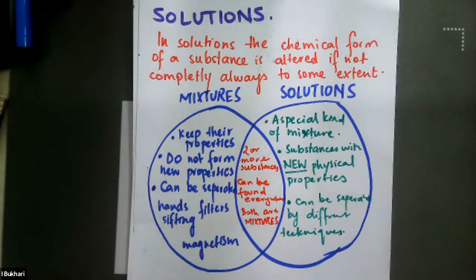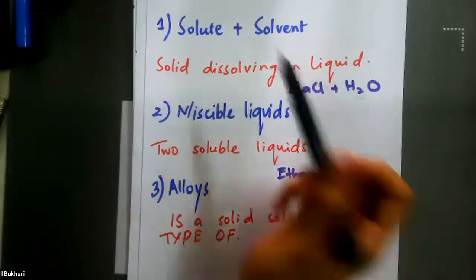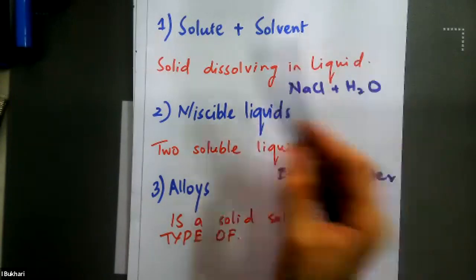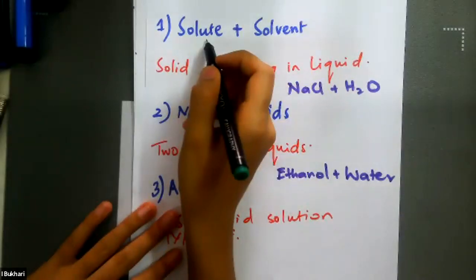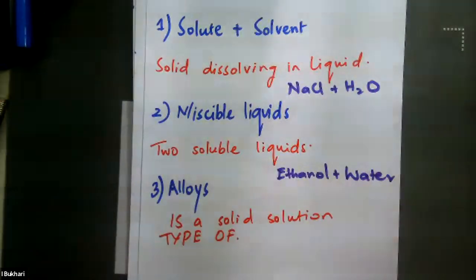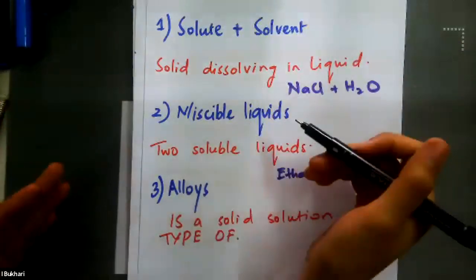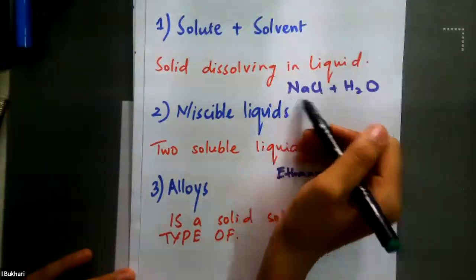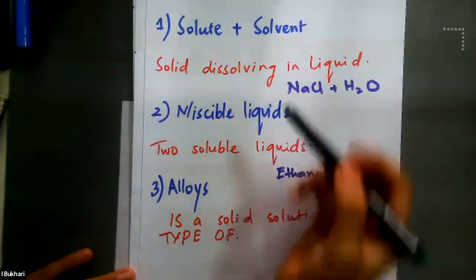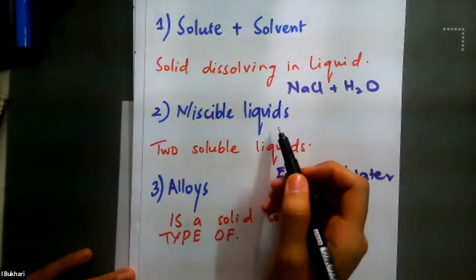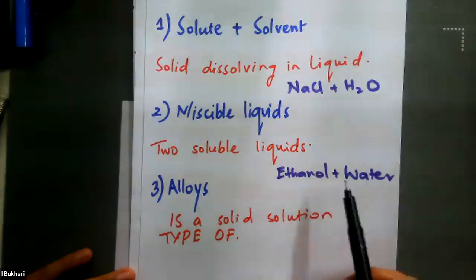So, continuing on solution. A solution has a solute and a solvent, so a solid dissolving in a liquid. This solute is always solid, at least as far as I know. When liquids and liquids are mixed together, they are called miscible liquids. So this is NaCl plus water, which is a very common example. This is one type of solution. The other type of solution could contain miscible liquids, which are two soluble liquids. An example is ethanol plus water.